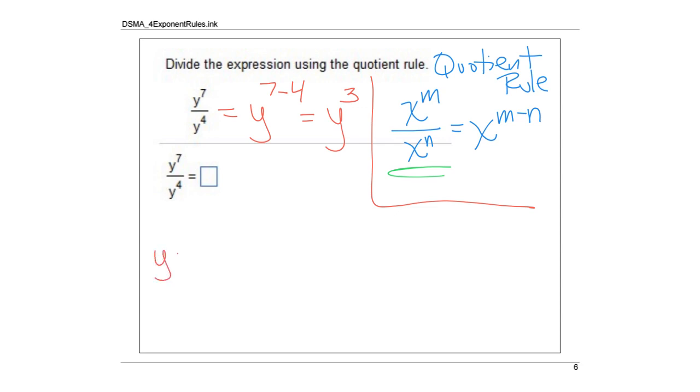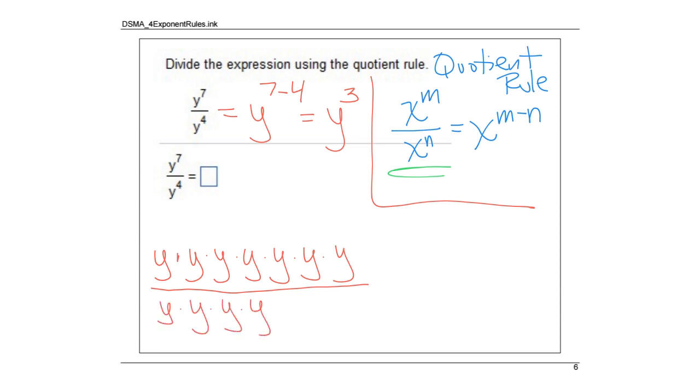I know this is crazy. We would not normally do this, but let's go ahead and put 7 of these y's on top. Make sure I did that. 1, 2, 3, 4, 5, 6, 7. Good. And then we're going to put 4 on the bottom. Now notice I could divide some of these out, right? Because like 2 over 2 is 1.